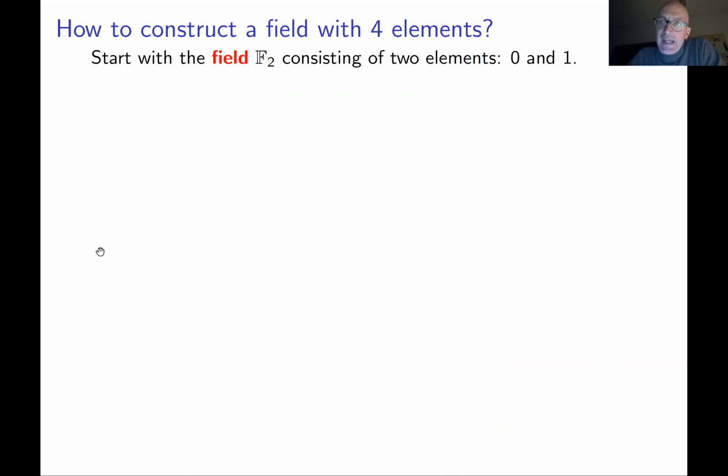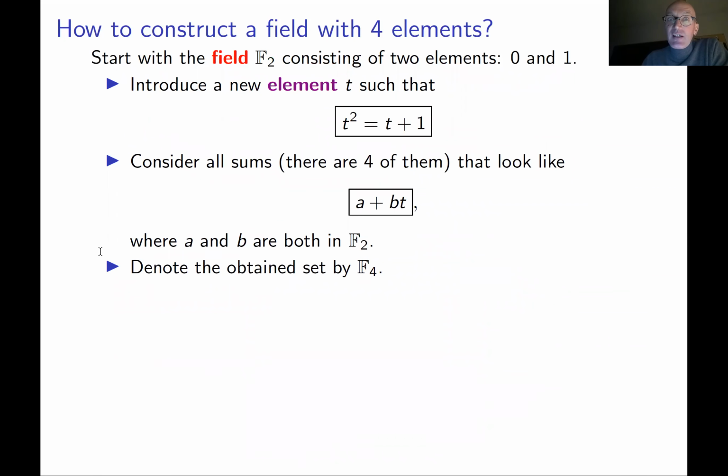It's very easy to add and multiply numbers in this field. 0 plus 1 is 1, 0 plus 0 is 0, 0 times 1 is 0, 1 times 1 is 1, 1 plus 1 is 0. So everything is very explicit in this field, which consists of only 2 elements. This field plays a crucial role in computer science. Okay, then you do the same trick as we did with complex numbers. You add to this field a new element, which I denoted by t for some reason, such that this element satisfies this equation.